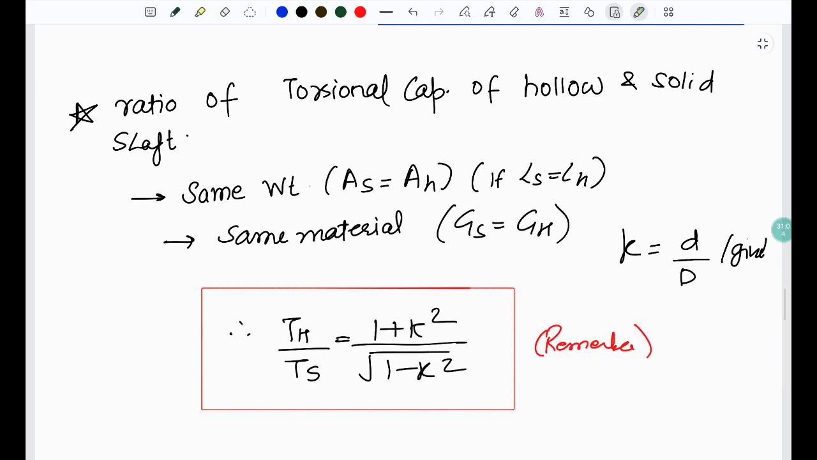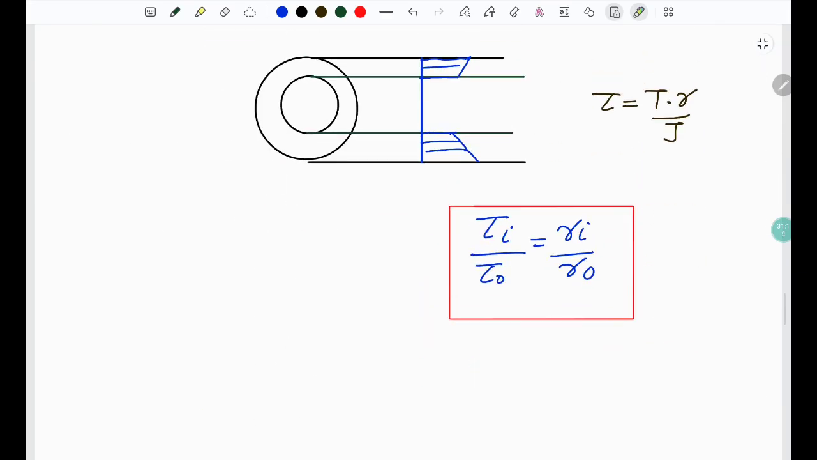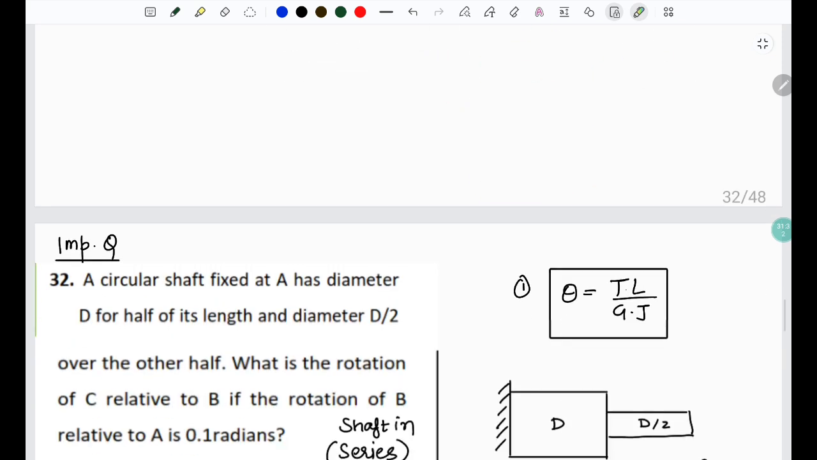Here is an important result which says that the ratio of torsional capacity of hollow and solid shaft for same weight, that is for having same area and same material, is T hollow by Ts equals 1 plus k square over root under 1 minus k square. It is an important fact. This is the variation of shear stress we discussed earlier also. This equation can also be used. Shear stress at the internal surface over outer surface is the radius of the internal over outer.